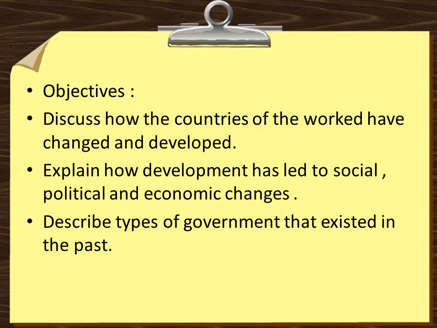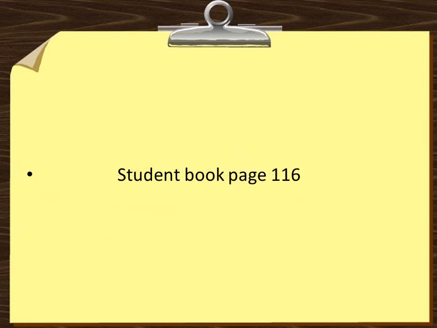The objectives of the lesson, what we need to learn, what you should be able to do, or what you should be able to answer and explain. First, I want you to be able to discuss how the countries of the world have changed and developed. Number 2, I need you to be able also to explain how development has led to social, political, and economic changes. To describe types of government that existed in the past.